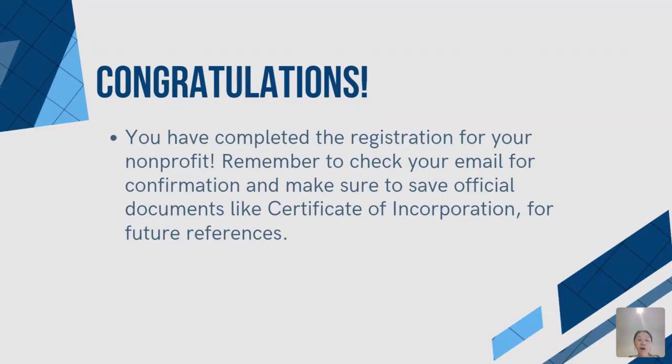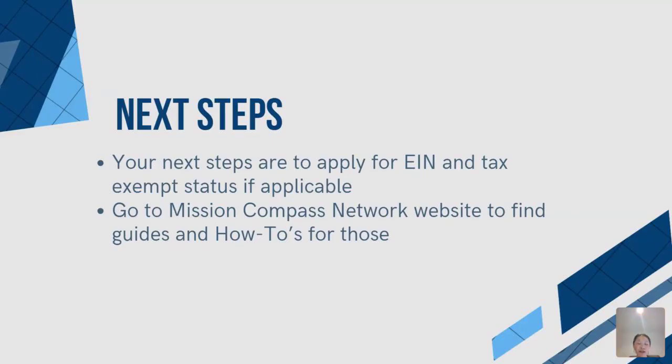Remember to check your email for confirmation and make sure to save official documents like the certificate of incorporation for future reference. Some of your next steps are to apply for an EIN and tax-exempt status if applicable to your organization. Go to Mission Compass Network's website, and under the resources tab, you will find guides and how-tos for those.